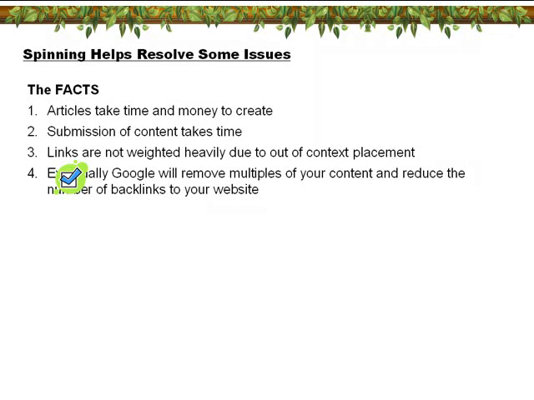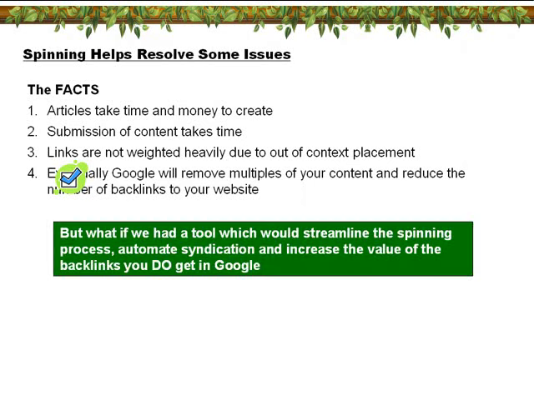Now, the last one, and I consider this to be a very important one, is that you still don't resolve the issue of link weighting. You don't get rid of the issue about the author box, and the fact that the author box is placed so low down on the page and on your content. Ask yourself the question, what if you had a tool that streamlines the spinning process, automates syndication, and increases the value of backlinks that you do get in Google?